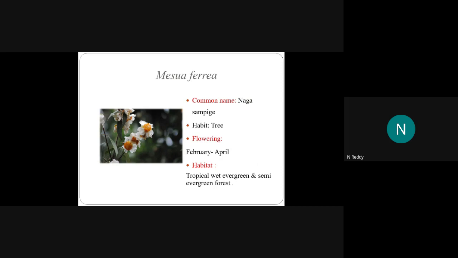Mesua ferrea, it is called Nagasampige, a local name. It flowers during February to April. It is grown in tropical, wet evergreen and semi-evergreen forests.